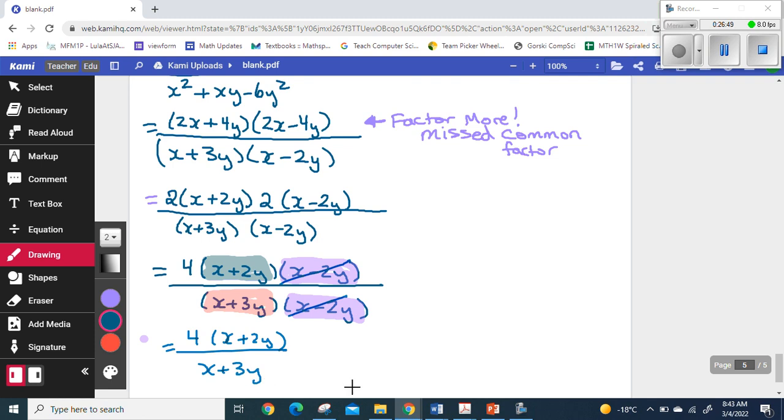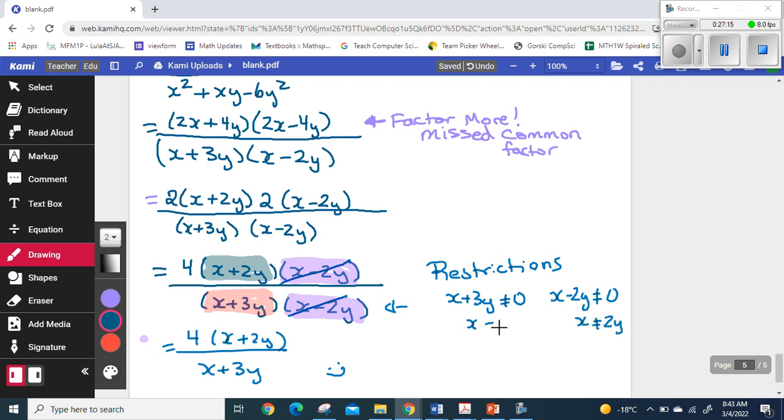So I'm done. Woo! Don't forget our restrictions. So we're going to look at our fully factored denominator for our restrictions. I have an x plus 3y, which cannot equal 0. And I have an x minus 2y, which cannot equal 0. So that means x cannot equal 2y, and x cannot equal negative 3y. And that's as far as we can go with our restrictions.